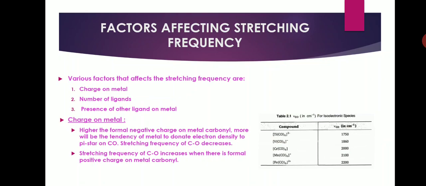The higher the formal negative charge on the metal carbonyl, the more will be the tendency of the metal to donate electron density to pi star on CO. Therefore, the stretching frequency of CO decreases and the stretching frequency of the metal-carbon bond increases. In the same way, the higher the formal positive charge on a metal carbonyl, the lower will be the tendency of the metal to back donate electron density to pi star on CO. Therefore, CO bond order and CO bond strength increase, hence the stretching frequency of the CO bond also increases.